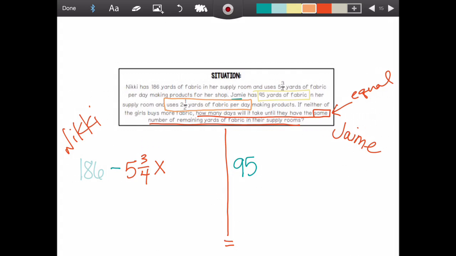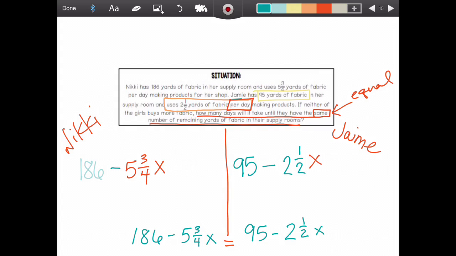All right, so again, from Nikki, we know that uses means we're going to be using subtraction. How much is she using per day? She's using 2.5 yards of fabric, but again, do we know the number of days? No, not yet. So again, that's what's changing. That's our variable. So last thing is to set these equal to one another. 186 minus 5 3/4 x is the same as 95 minus 2.5 x. All right, guys, that was my last situation.